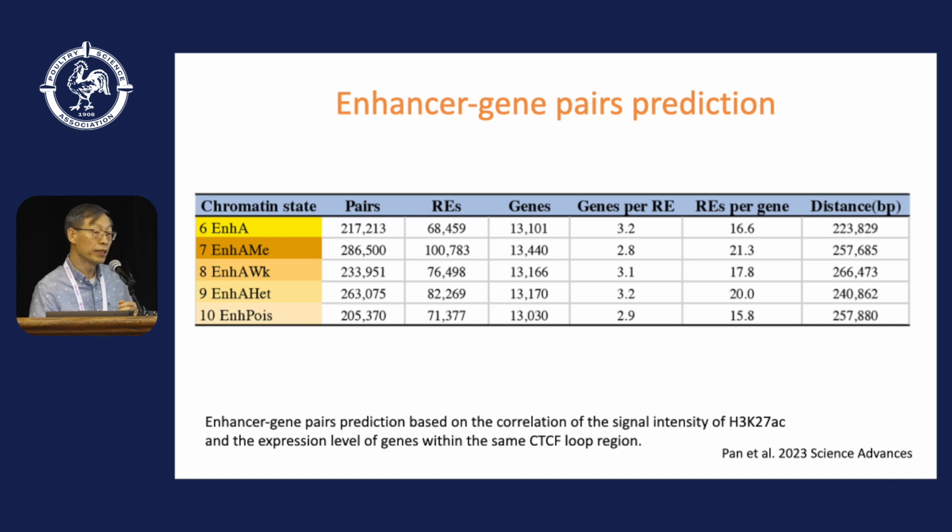So this is how many pairs we predicted, how many of the enhancers involved, how many of the genes. If you look at it per enhancer, how many genes? Roughly 3 genes per enhancer. But if you look at it per gene, how many enhancers can target them? It's about 15 to 20, right? And the distance is usually more than 250,000 base pairs away. So it's very, very far away.